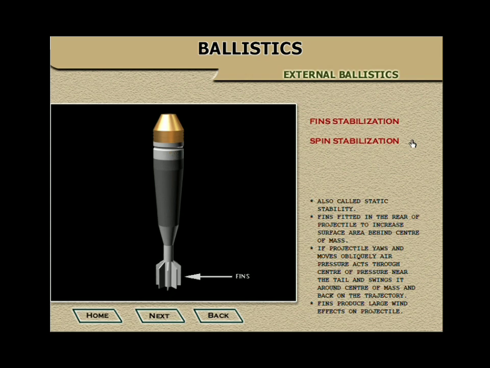Fin stabilization. This type of stability is called static stability. The fins are fitted to the rear of the projectile to increase the surface area behind the center of mass. If the projectile yaws and begins to move obliquely, then owing to the larger surface area towards the rear, the resultant air pressure acts through the center of pressure near the tail and swings the projectile around its center of mass and on to the trajectory. Fins have a disadvantage of producing large wind effects on the projectile.